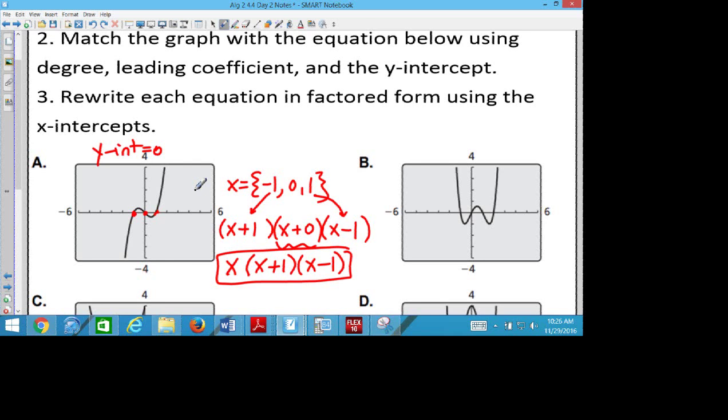One thing I do not want you to do is just type it in your calculator graph. We can do that, but that's not you learning anything. That's just plugging things in the calculator. I want to see if you're actually learning the material.